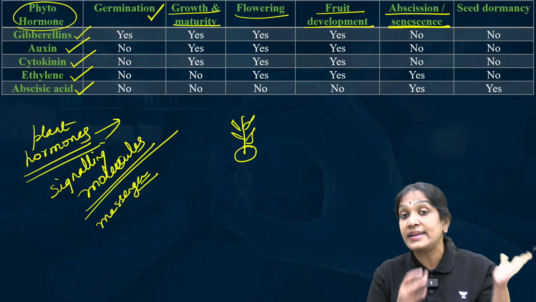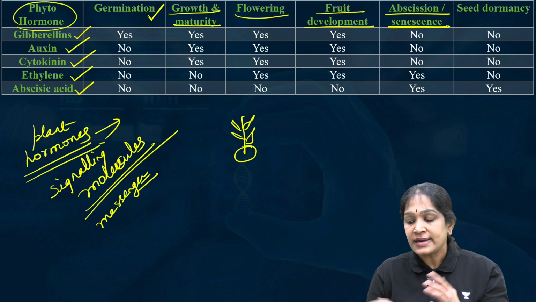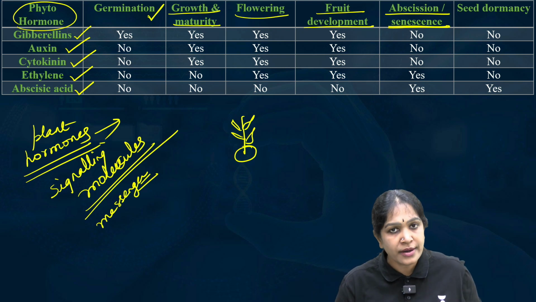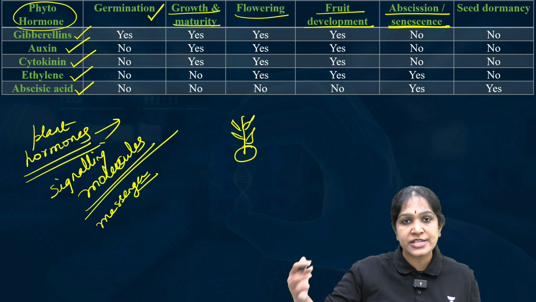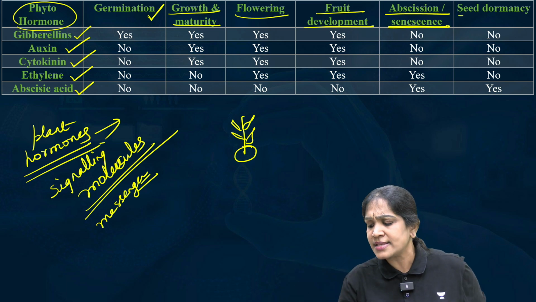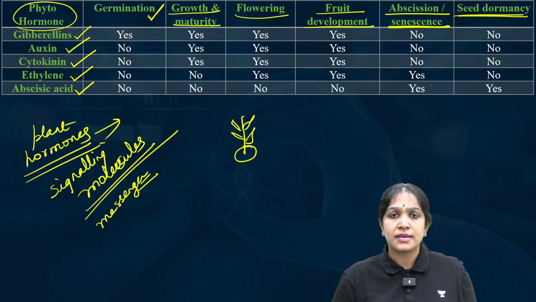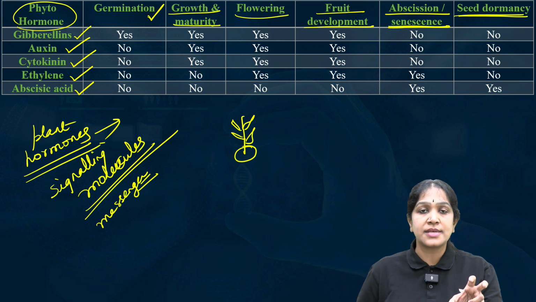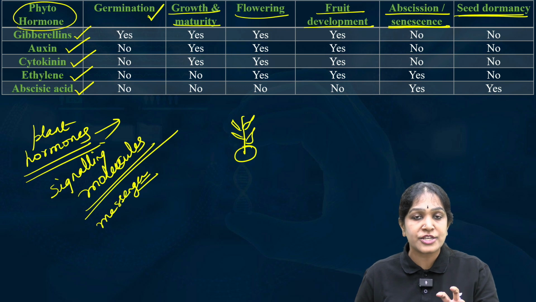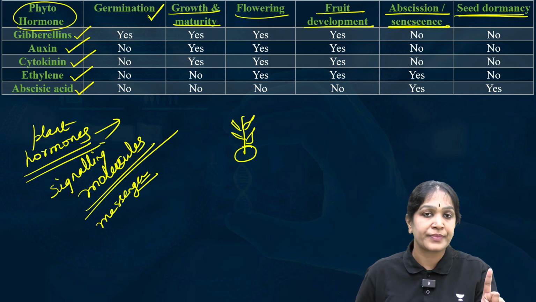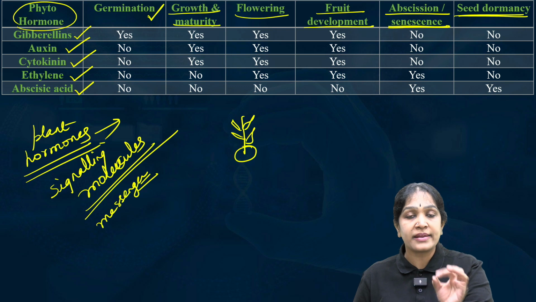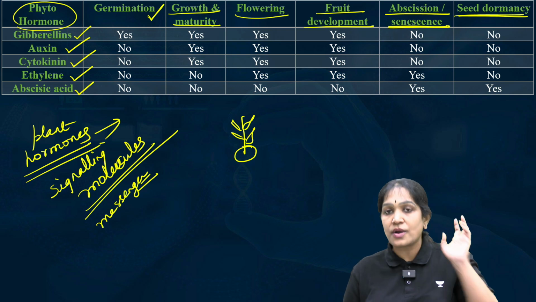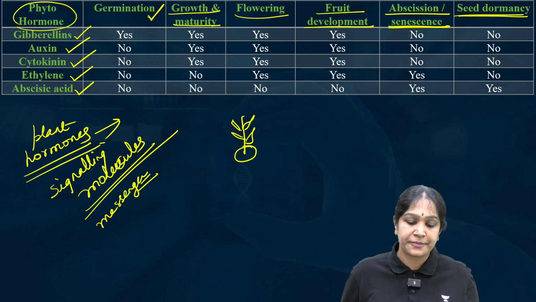It is abscission, a negative phenomenon. Okay, disintegration, and it will fall down. That is called abscission or senescence. This is an old age mechanism. Next, seed dormancy. Seed dormancy means a seed in the summer season or when it is in dry conditions will not germinate. It will stay in a temporary inactive stage called dormancy. That is called seed dormancy.